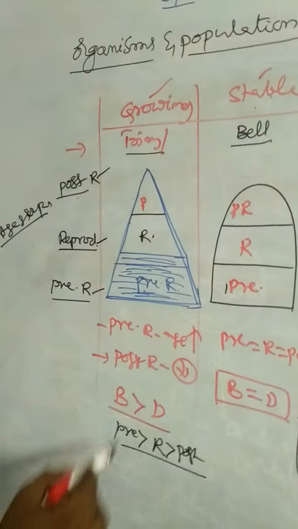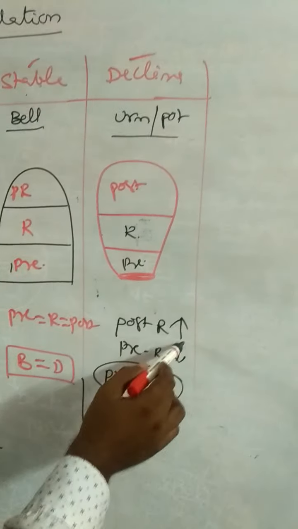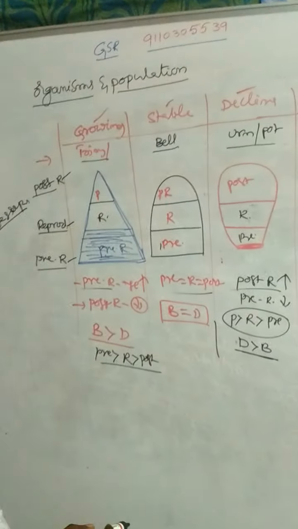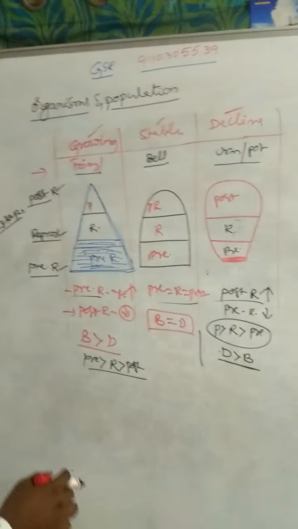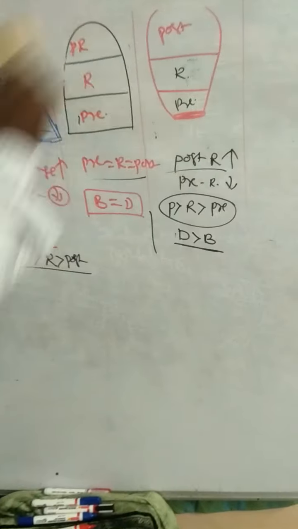In growing population, pre-reproductive age groups are more. In decline population, post-reproductive age groups are more. In stable population, all are equal. That is about types of populations and age distribution. And coming to growth model, what are the two types of growth models? There are two types of growth models.